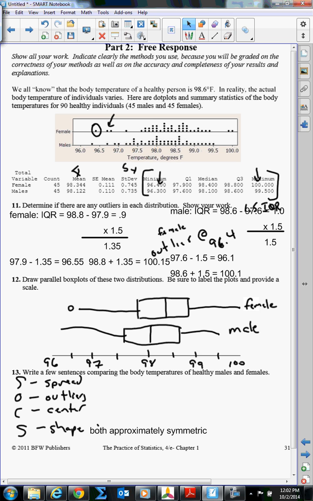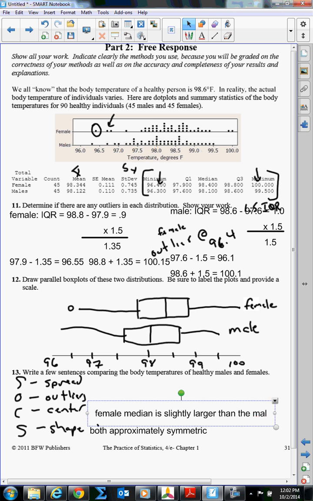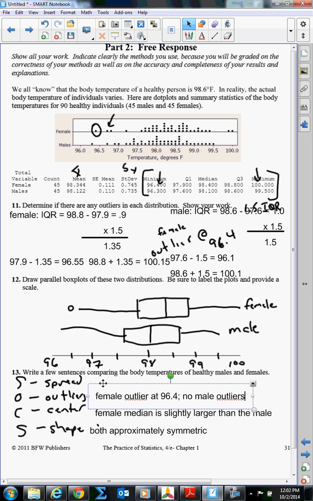For the center, I would say that the female median is slightly larger than the male. For the outliers, there's a female outlier at 96.4. No male outliers. And if you didn't put this part in there, that's going to be okay, I think, because we should address it in number 11. And so there's no reason to be redundant.